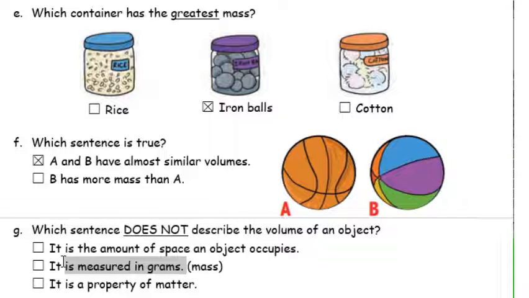The volume isn't measured in grams. It is measured in liters. So mass is measured in gram. This is the wrong answer, so we should choose it. It is a property of matter.